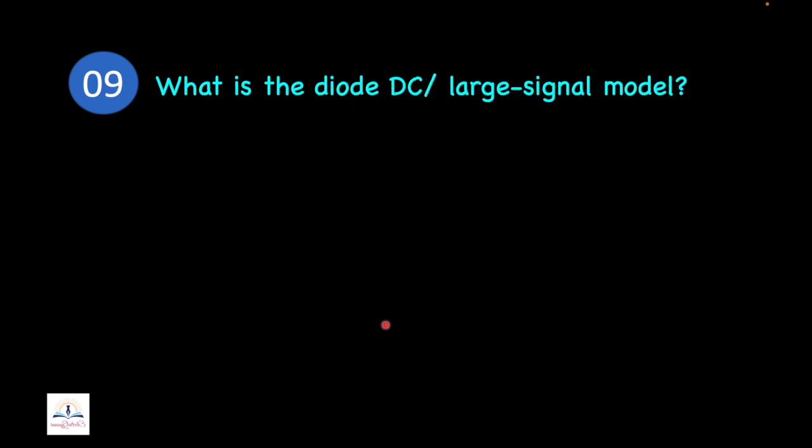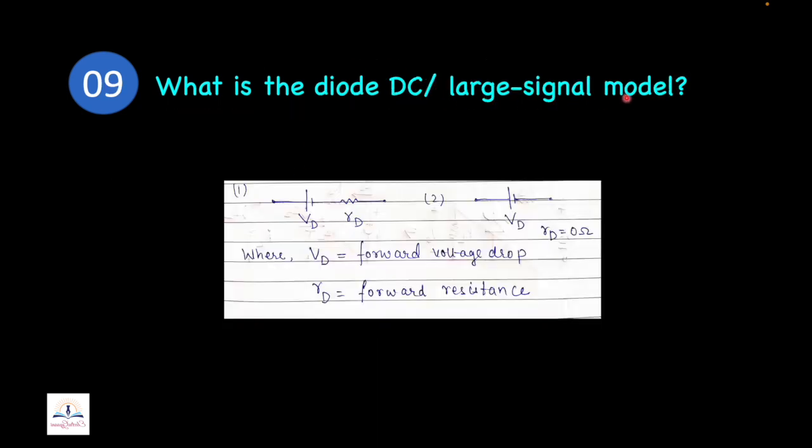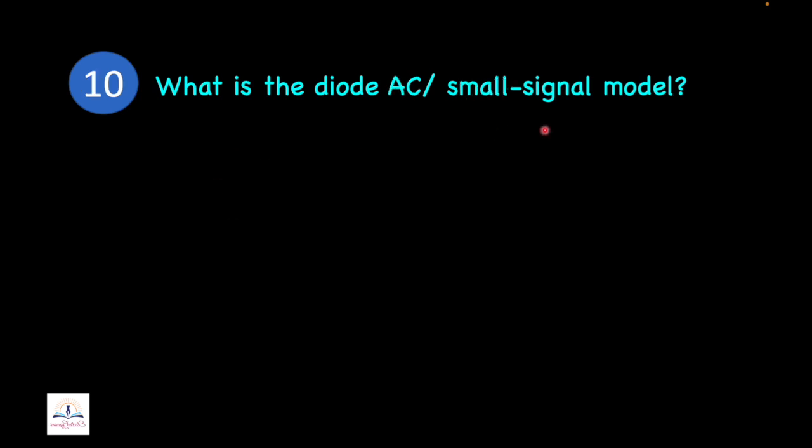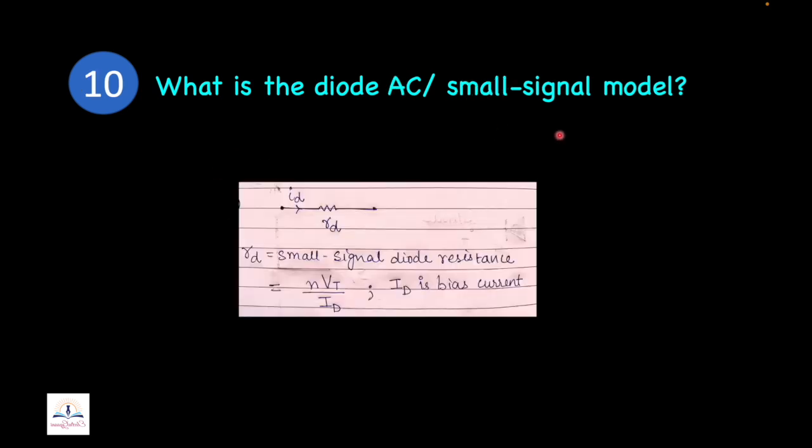Question 9. What is the diode DC or large signal model? So this is the DC model of the diode. VD is the forward voltage drop and RD is the forward resistance. What is the diode AC small signal model? It is given by this RD, the resistance. It is the small signal diode resistance. Its value is given by nVT upon ID. ID is the bias current and VT is the thermal voltage equivalent.